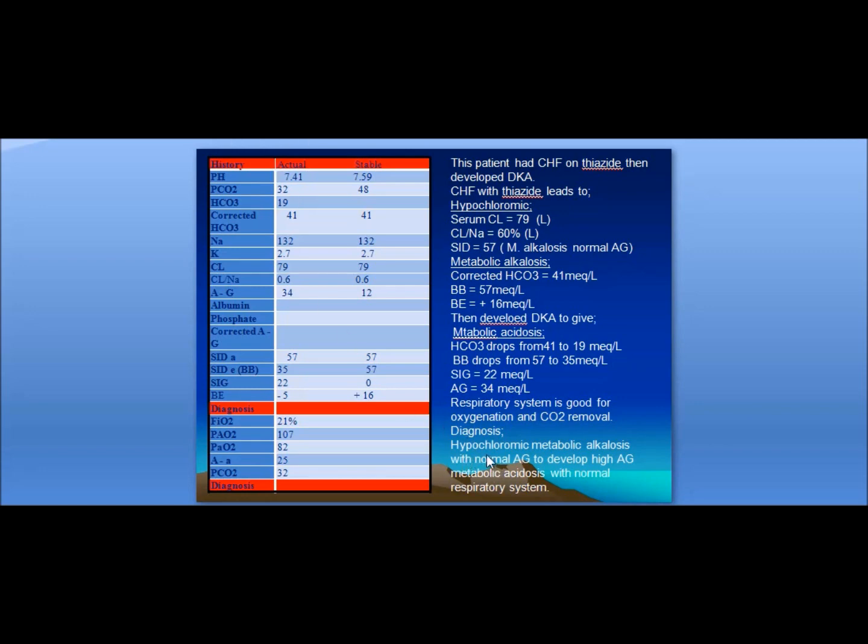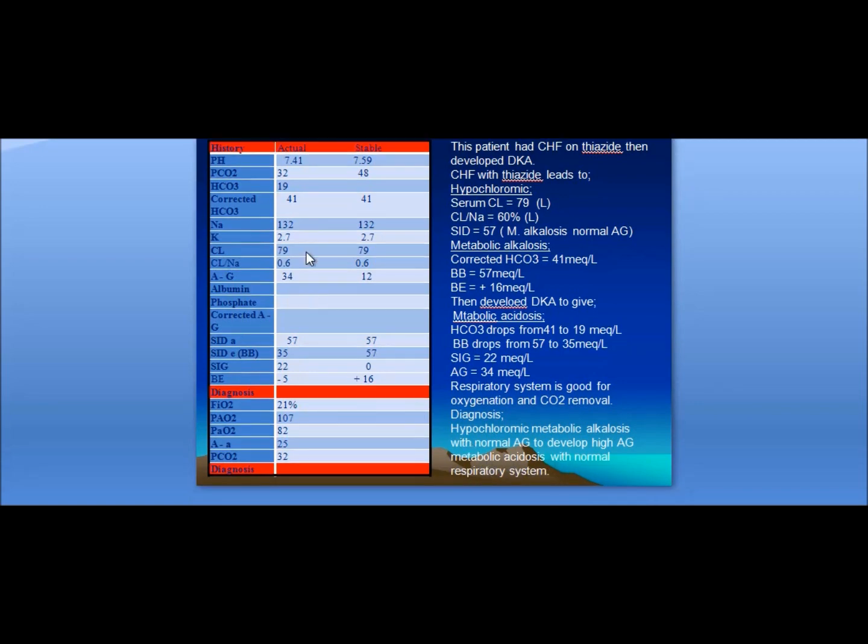So the final diagnosis is that this patient had hypochloremic metabolic alkalosis with normal anion gap, and developed high anion gap metabolic acidosis with normal respiratory system.